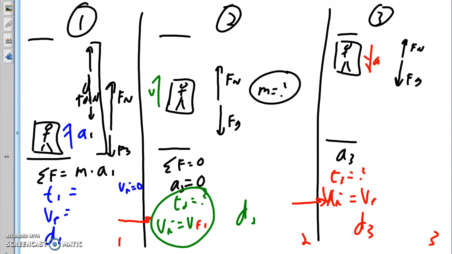Do this once for one test subject on the way up. Do this again for one test subject on the way down.